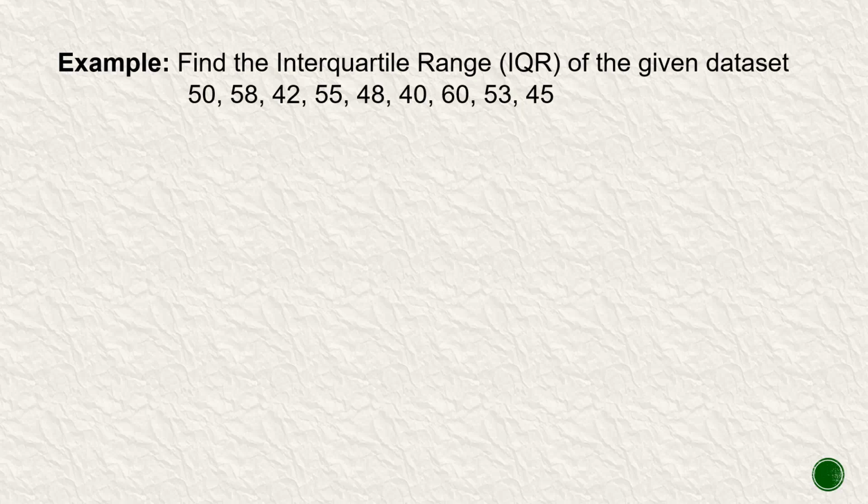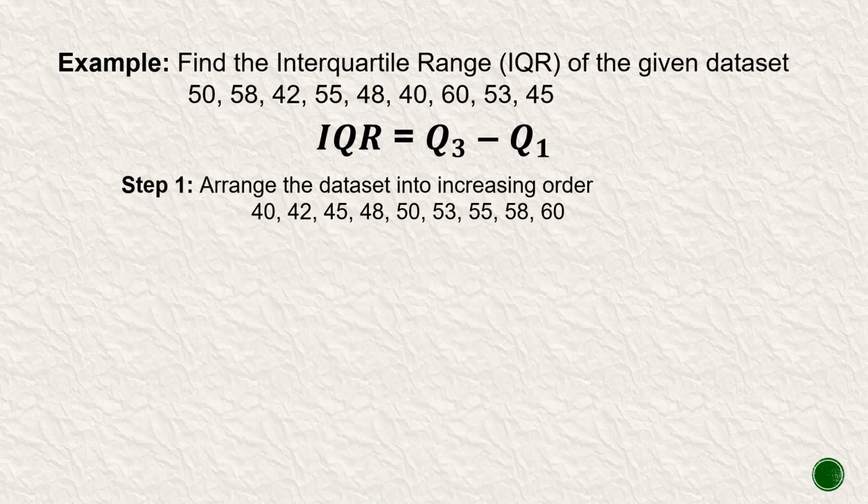In this problem, we need to find the interquartile range of the given data set. By the way, this is the formula to find the IQR: quartile 3 minus quartile number 1. The first thing we will do is arrange the data set in increasing order from lowest to highest. So we have 50, 40, 42, 45 until 60.